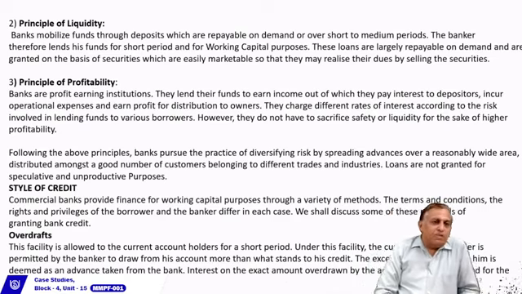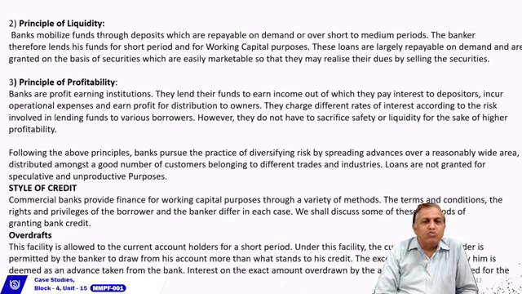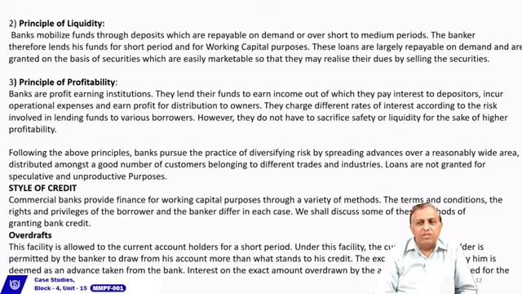Third cardinal principle is the principle of profitability. Banks are profit earning institutions. They lend their funds to earn income out of which they pay interest to the depositor. They incur their operational expenses, earn profit for distribution to owners. They charge different rates of interest according to the risk involved in lending funds to various buyers. However, they do not have to sacrifice safety or liquidity for the sake of higher profitability. So liquidity and safety should not be foregone while earning the profits.